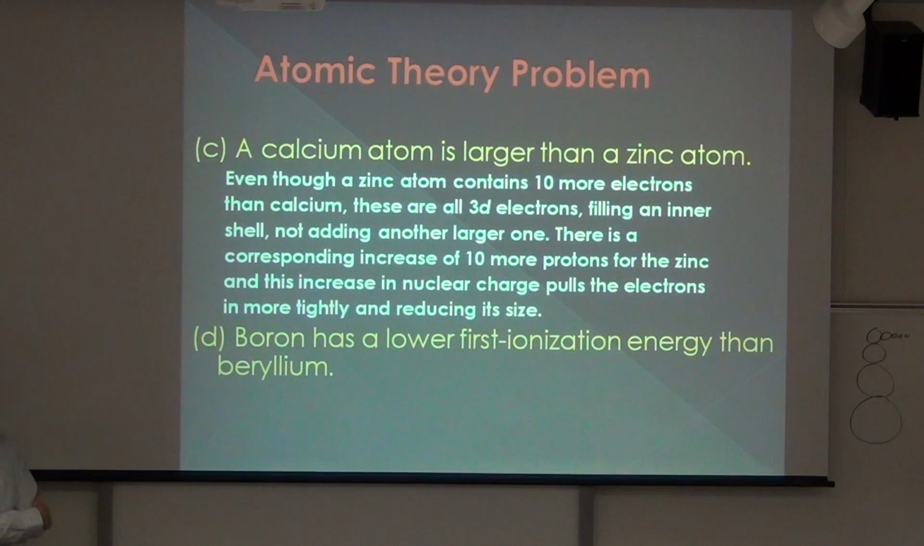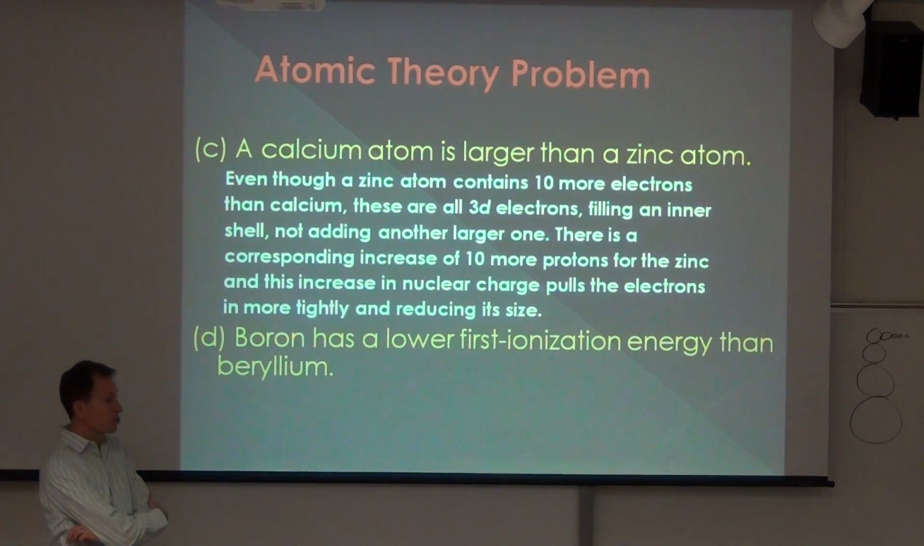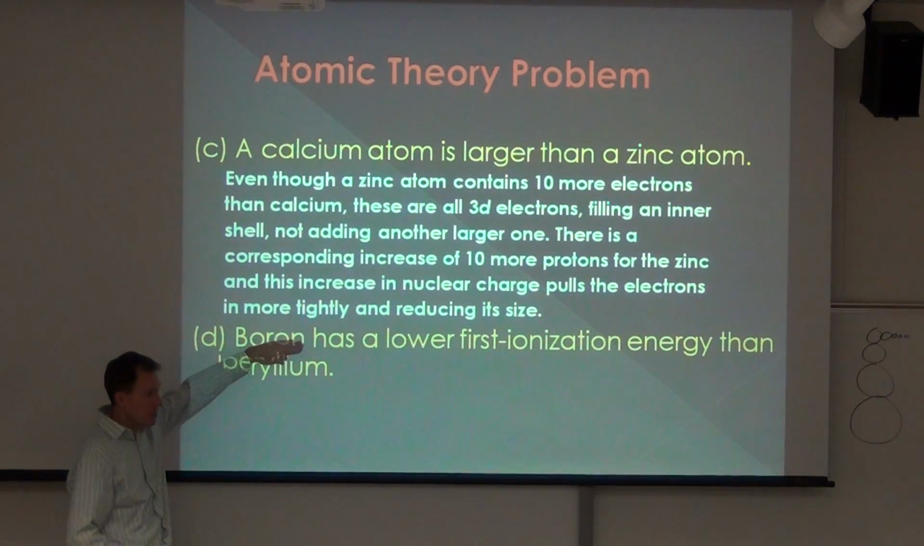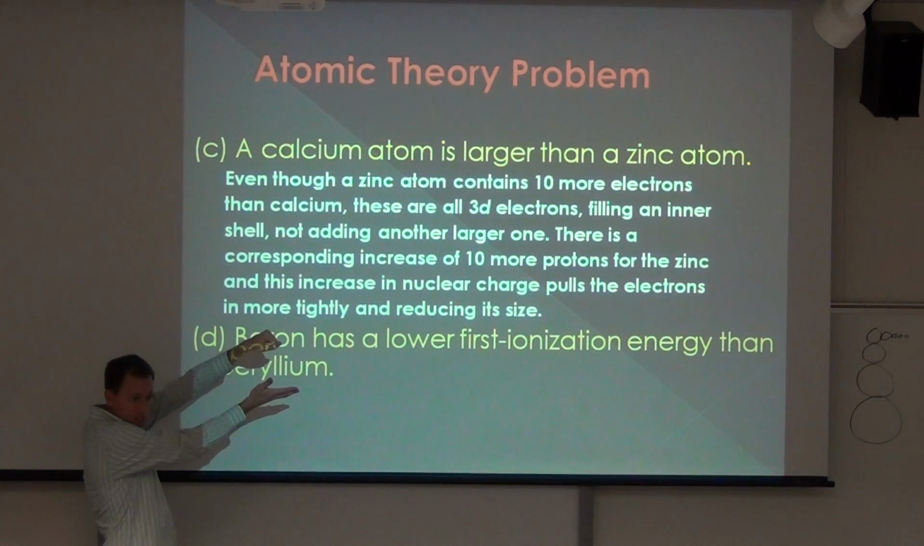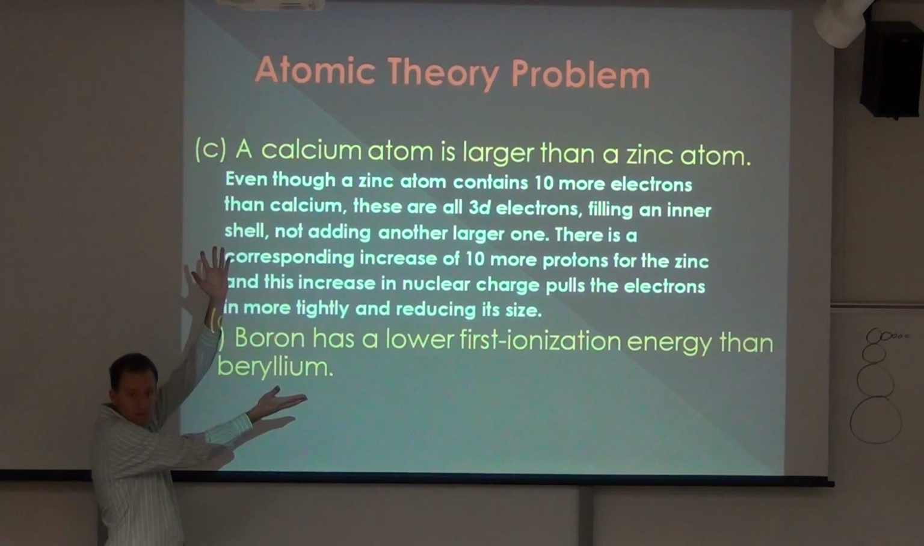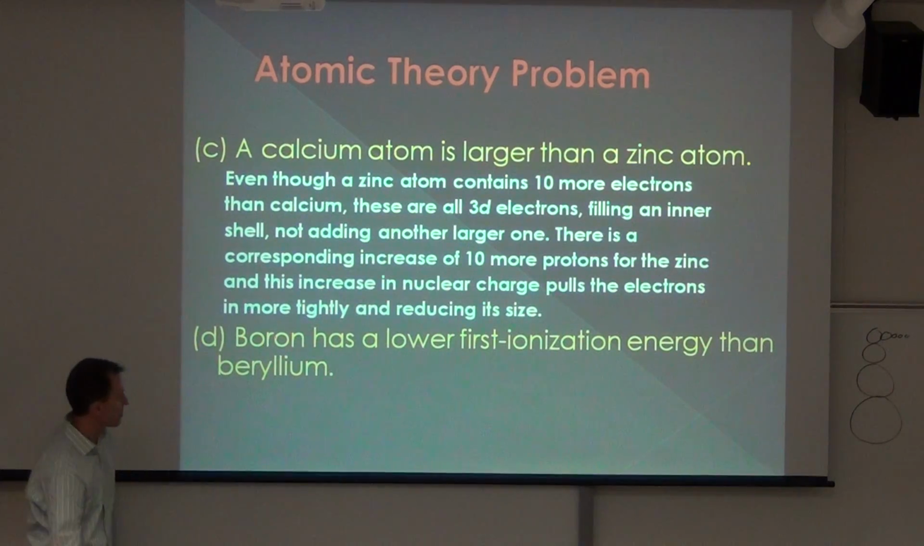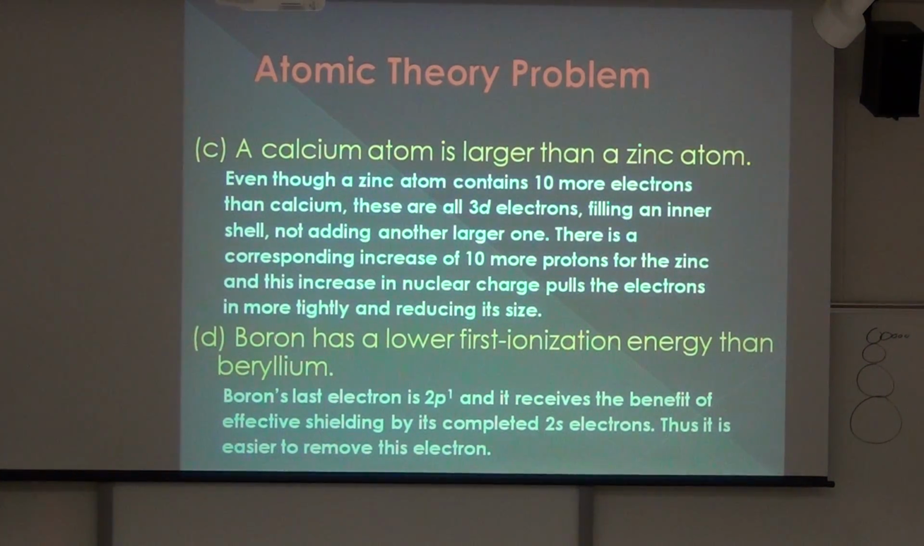You were doing well. Boron has a greater shielding effect, because this is at 2s2, this is at 2p1. So you have that s now in the way. Right? So you have more of a shielding effect. The electron's further away, and you have a greater shielding effect. So it's easier to remove. That's why. Okay? So what did I write? It said boron's last electron is 2p1, and it receives the benefit of the shielding, don't worry about effective, by its completed 2s, thus it is easier to remove this electron. If you want to talk about distance, you can. But shielding and distance would be where I'm heading on this one.